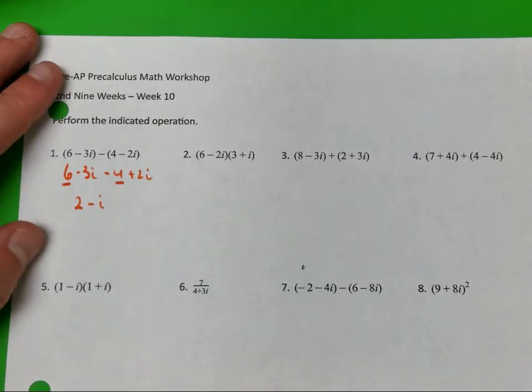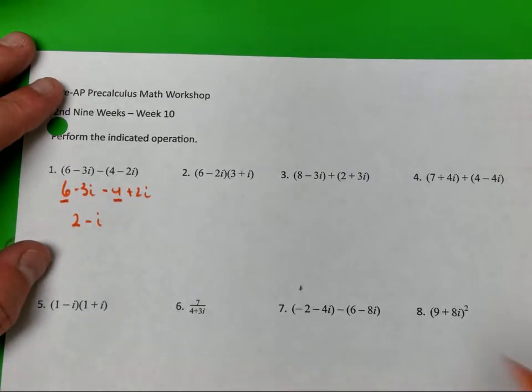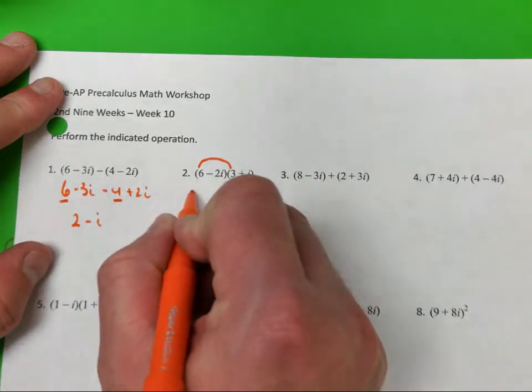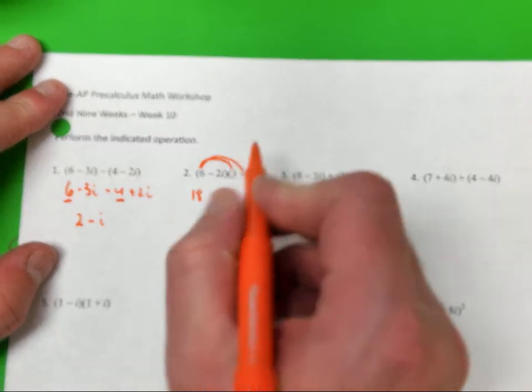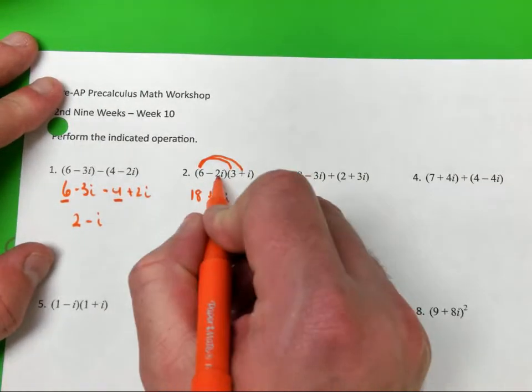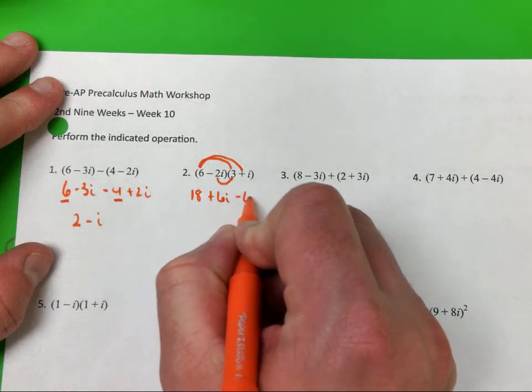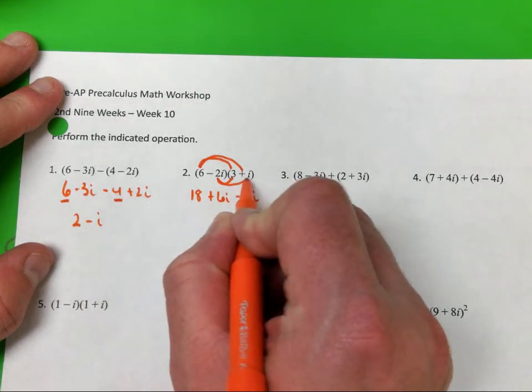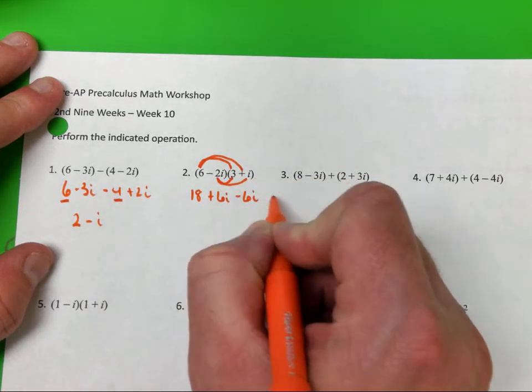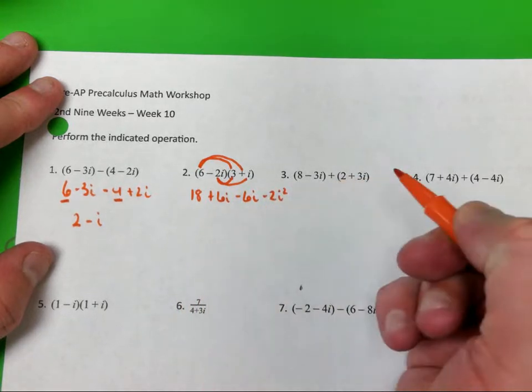On number 2, we are multiplying, so we're going to FOIL this out. 6 times 3 is 18. 6 times i is positive 6i. Negative 2i times 3 is negative 6i. Negative 2i times i is minus 2i squared.